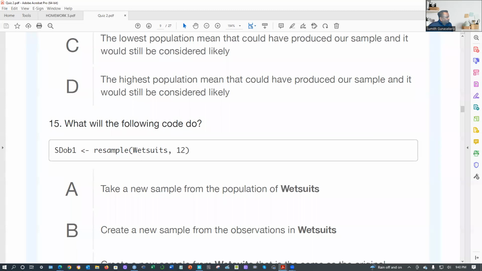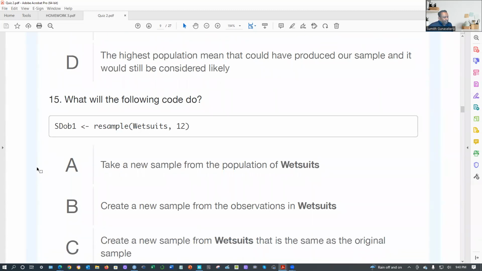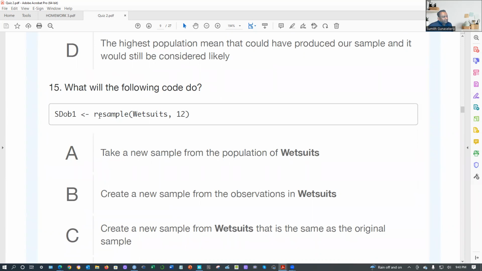Question 15. What will the following code do? Sampling distribution resample.